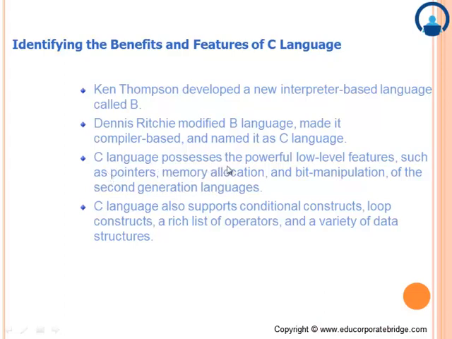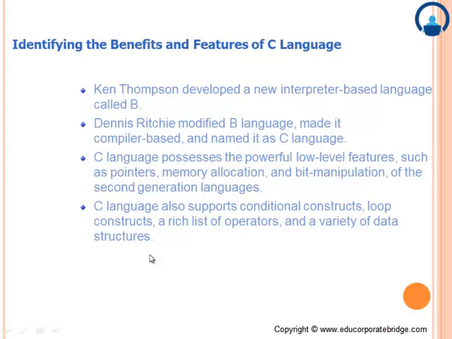C language possesses the powerful low-level features of the second generation languages, such as pointers, memory allocation, and bit manipulation. See, C language is counted as a very powerful low-level language of the second generation, and it also supports conditional constructs like loops, a rich list of operators, and a variety of data structures. It is a very flexible and powerful language.